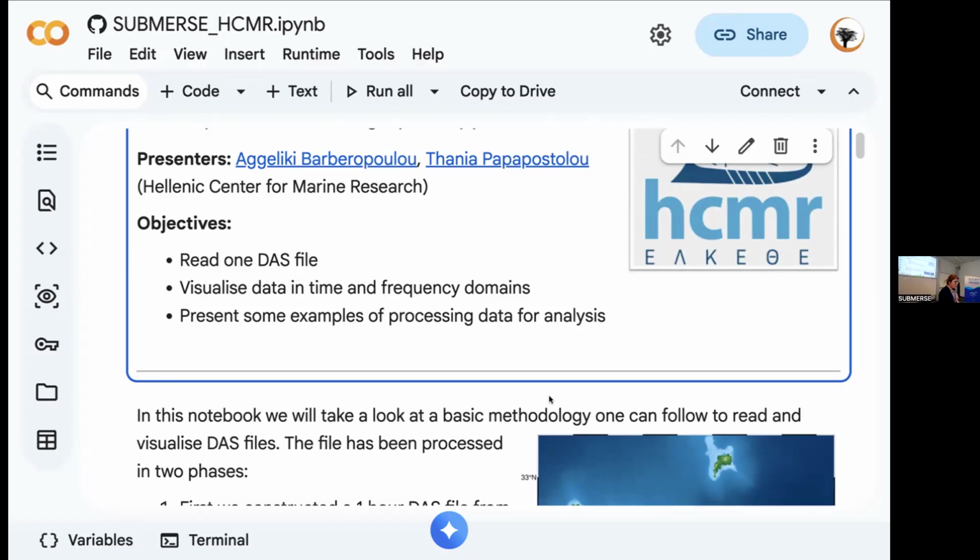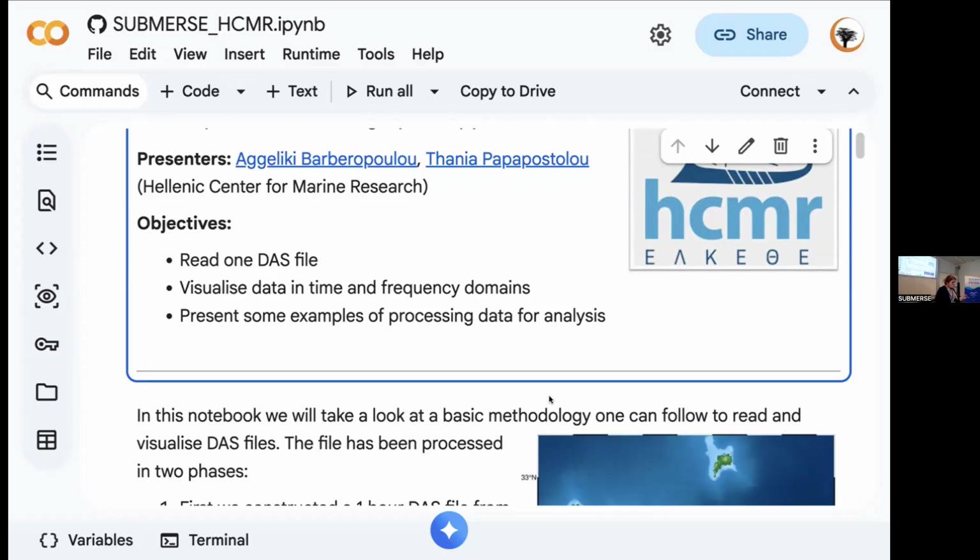Primarily it is how to look at the content of DAS files and visualize the content of these files in different ways. There are many challenges with these files, as other presenters have said, because the files are very big, hundreds of hertz sampling rate. Do we choose to downsample extensively? Do we spatially downsample? What do we do?